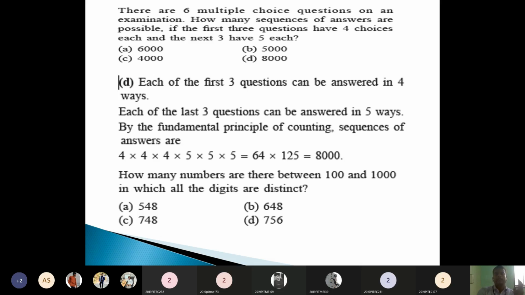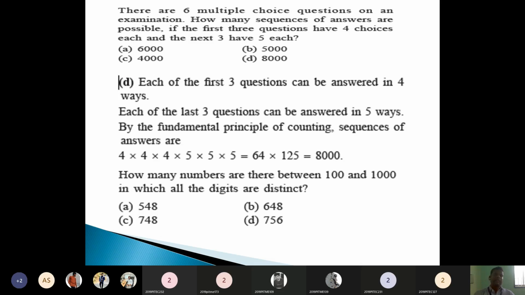Similarly, the fourth question has 5 multiple choices, so it can be answered in 5 ways. The fifth question has 5 options, so 5 different ways to answer it. The sixth question also has 5 multiple choices, so you can answer it in 5 different ways. How many different answer sequences are possible? Multiply all these numbers: 4 into 4 into 4 into 5 into 5 into 5. So that many different answer sequences may exist.